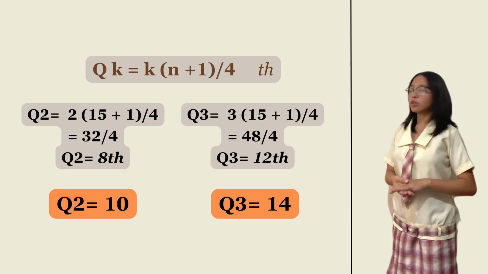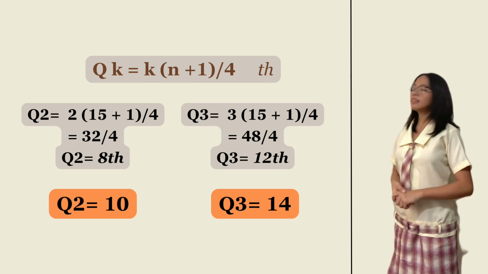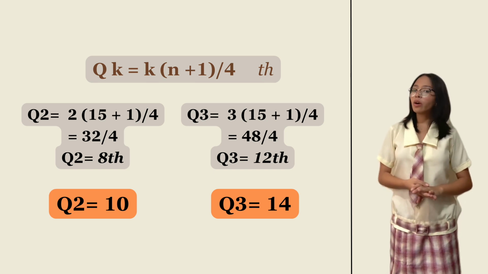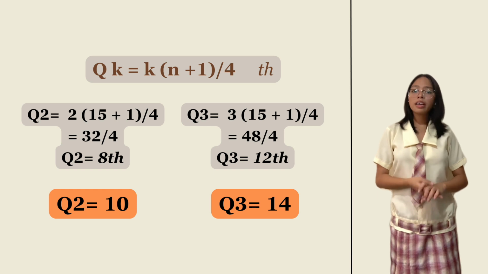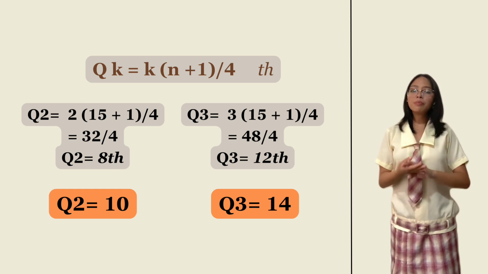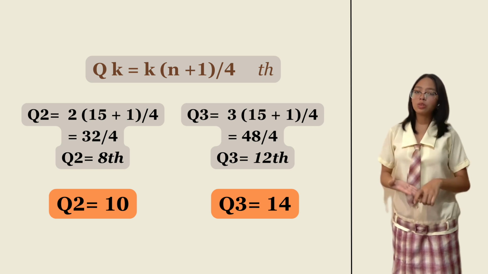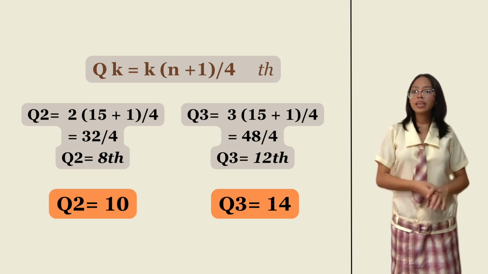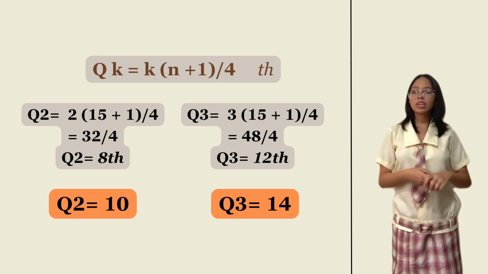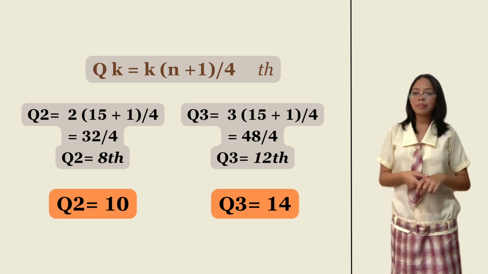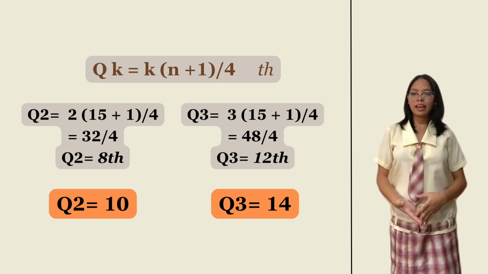Moving on to quartile 2, our K is 2 and our N again is 15. So we get quartile 2 is equal to 2 times 15 plus 1, divided by 4. 15 plus 1 is 16, times 2, we get 32. Divided by 4, we get 8. So quartile 2 is the 8th data, which is the number 10. Therefore, quartile 2 is 10.